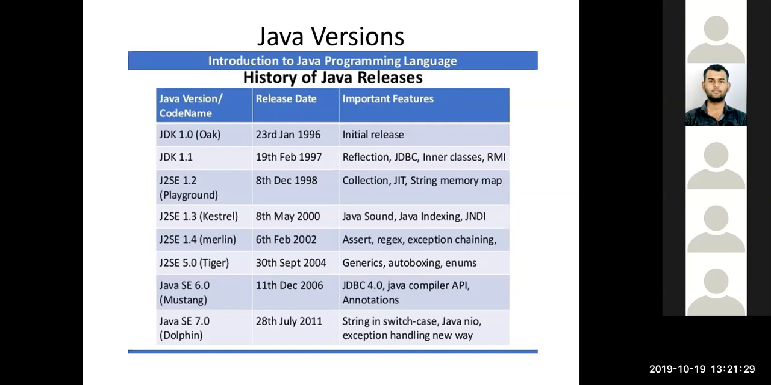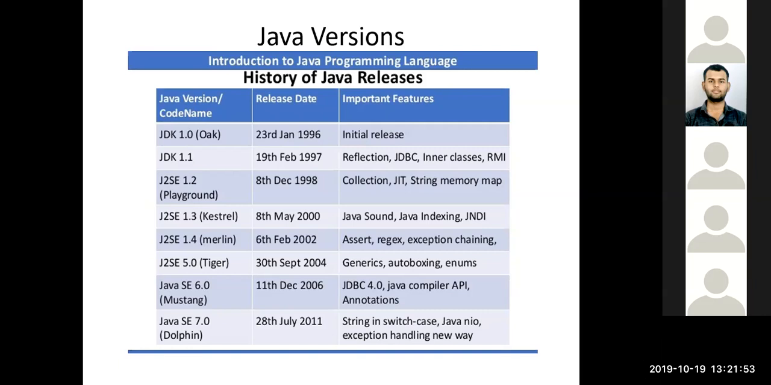And in Java 1.6, there were some implementations on JDBC4. JDBC4 was introduced in Java SE6. JDBC4 is an advanced version of Java Database Connectivity. Then some changes in the Java compiler API. Annotations are a very important concept that was introduced in Java 6.